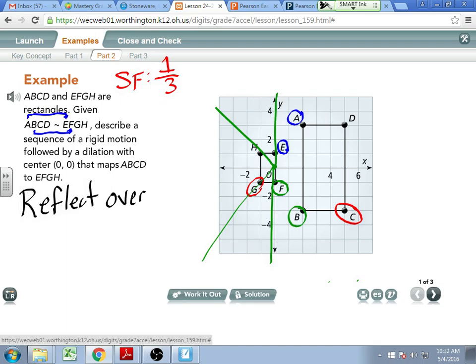Now I want to challenge you. Is there a way to make our reflection the only thing we do before the dilation? Peyton thinks there is. What one?